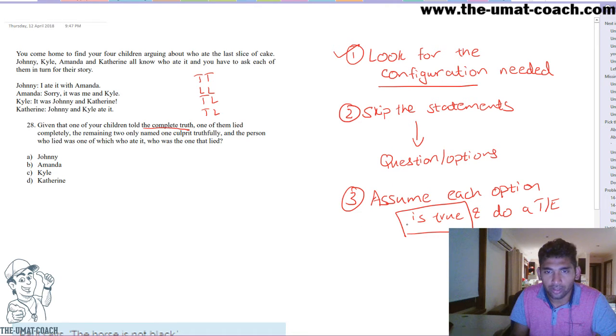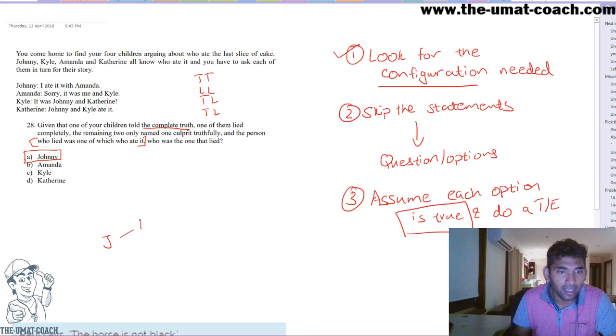The third step is that you want to assume each option is true. So now we're going to assume that Johnny was the one who ate the cake. There's a vital piece of information: the person who ate the cake lied completely. So we have to assume that Johnny's statements are both false. Let's take a look at Johnny, assuming he's the one who ate the cake. He's saying, I ate it with Amanda. The fact that he is saying that he ate it is a contradiction, because that's a true statement. So we can cross out Johnny.